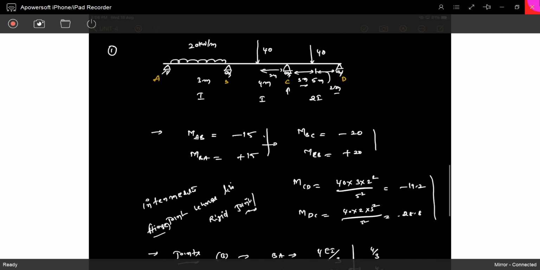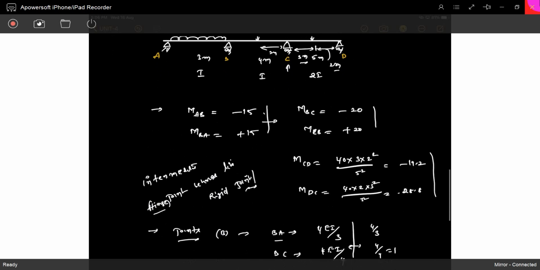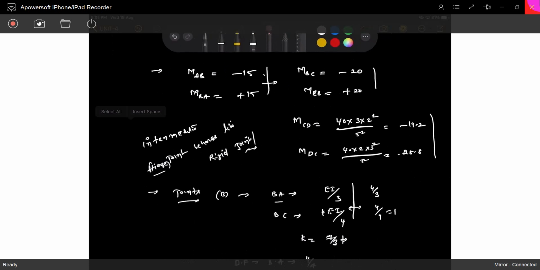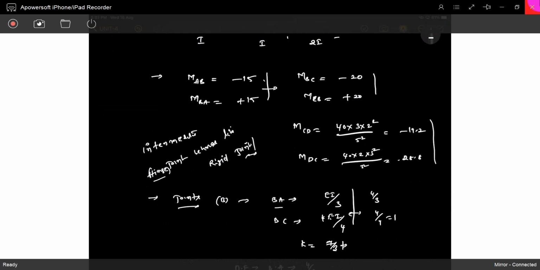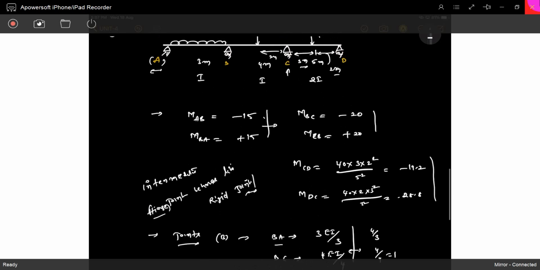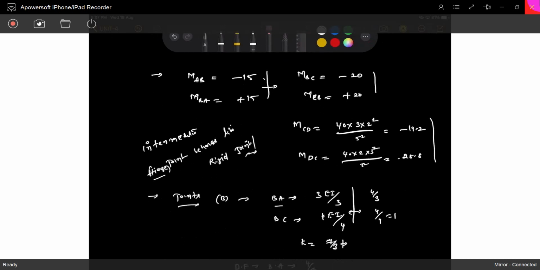One thing you have to maintain: A is a hinge support. You may get confused, but A is a hinge support, an end edge. So it has 3EI by L. Okay, so now you can observe.